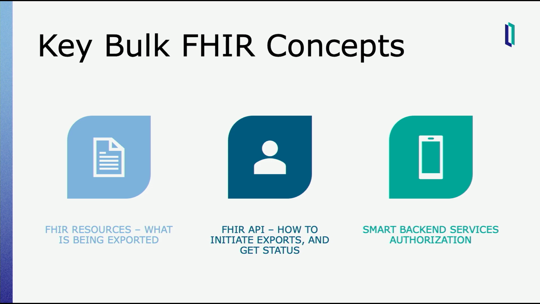And then finally, there's this issue of security. And this is maybe one of the more tricky parts of the bulk FHIR standard, the Smart Backend Services Authorization, which is based on OAuth. So what it does is it's a combination of things like access tokens that you get from your OAuth server and scopes that really define the level of permissions allowed to access your resources in a particular FHIR server or with bulk FHIR itself.